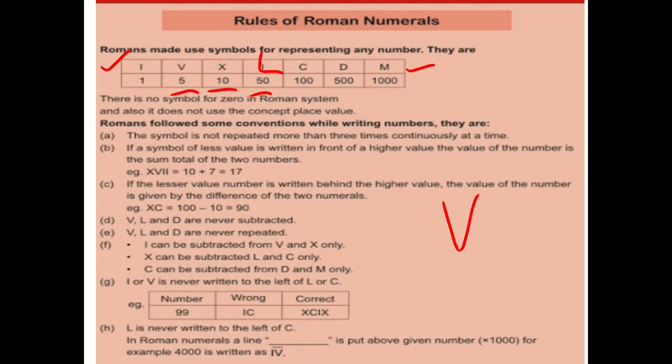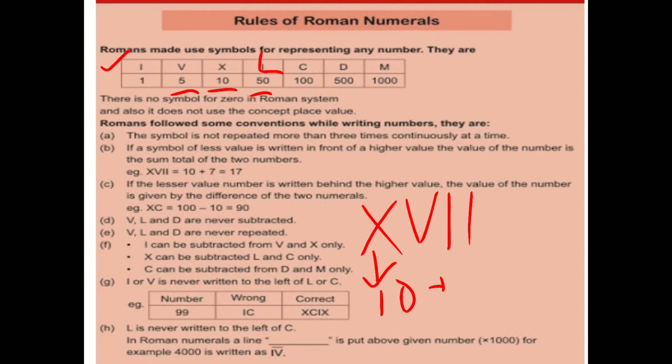Means see here. I have written X. X is a bigger Roman numeral, and V and I are smaller than X. So the symbol for X is 10. Then, whenever we write Roman numbers in descending order, we have to add them. 10 plus 5 plus 2, it will be 17.